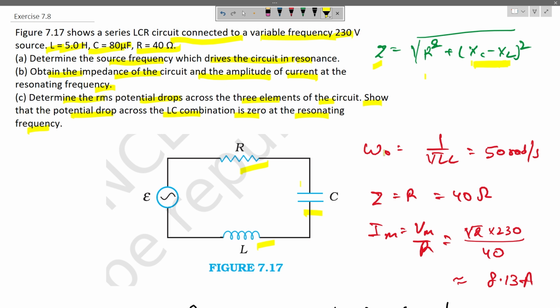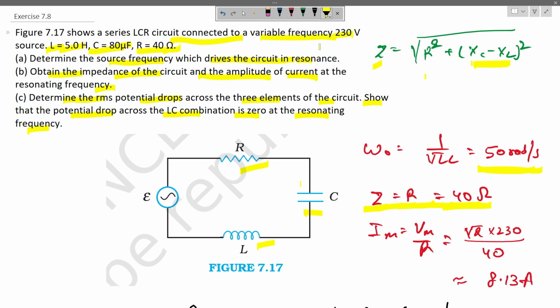So omega naught, the resonant frequency, is given by 1 by under root LC. Upon substitution, we find that it is equal to 50 radians per second. And as discussed earlier, at resonance, impedance is equal to resistance, and that will be 40 ohm, because we have been given that the resistance of the resistor is 40 ohm. So Z will be equal to 40, and the peak current is given by peak voltage divided by R.